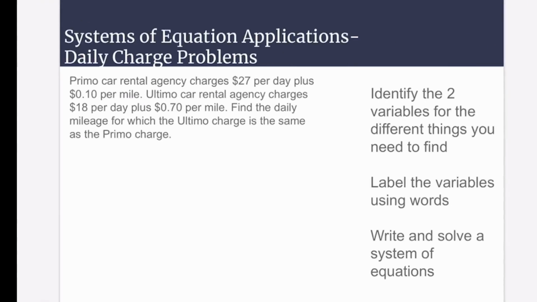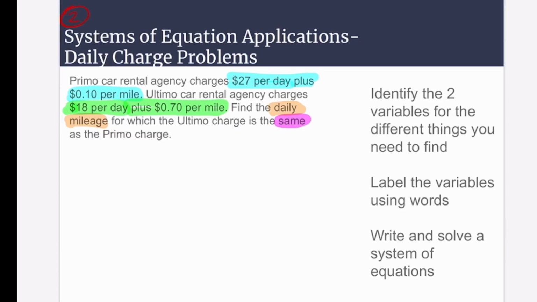So let's look at this number 2 problem. This is a daily charge problem. Primo Car Rental Agency charges $27 per day plus 10 cents per mile. Ultimo Car Rental Agency charges $18 per day plus 70 cents per mile. Find the daily mileage for which these are the same.